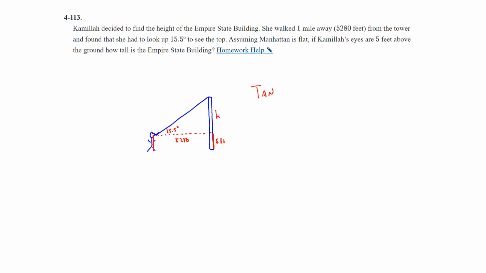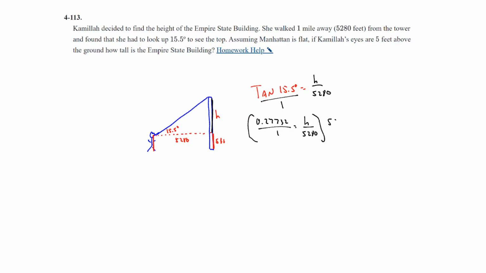We can use our tangent ratio to figure this out. Tangent of 15.5 is equal to delta y. And remember, delta y is the side opposite that angle, which is over here. So that's h over delta x is 5,280. Don't forget this is a ratio. So we can plug in tangent of 15.5 in our calculator. Make sure you are in degrees. And you get 0.27732 approximately is equal to h over 5,280.